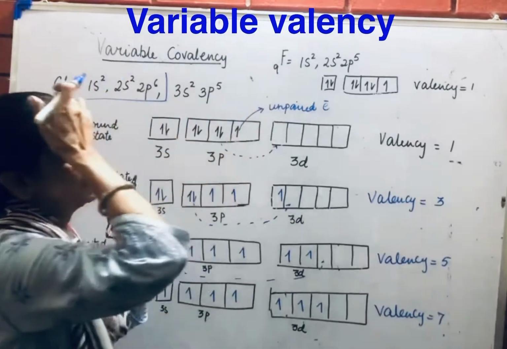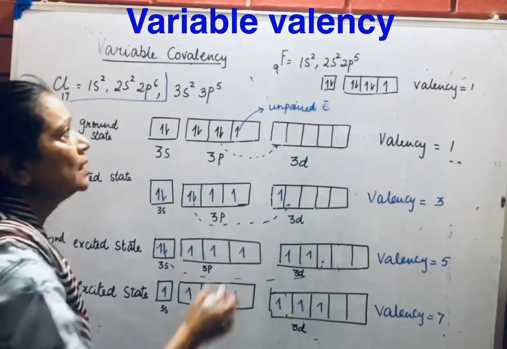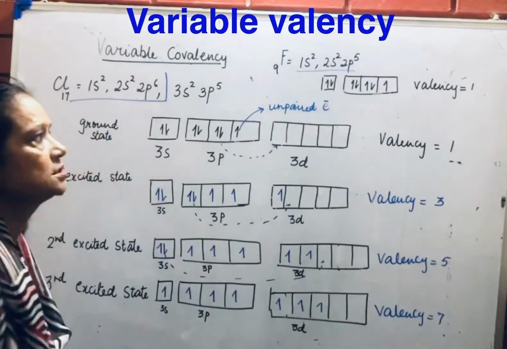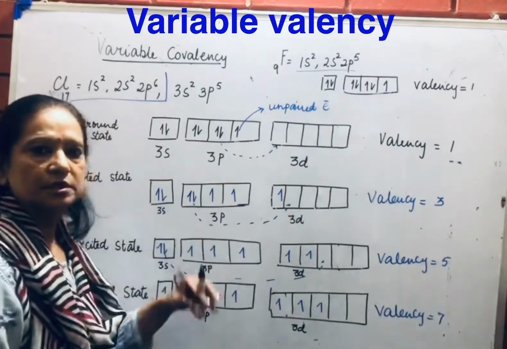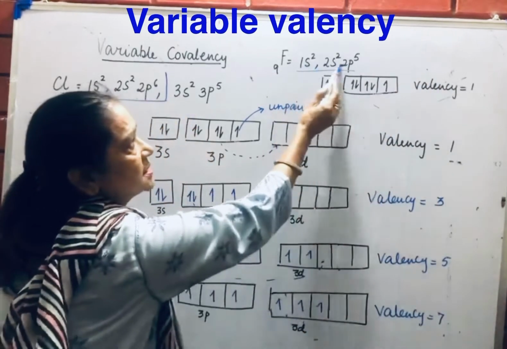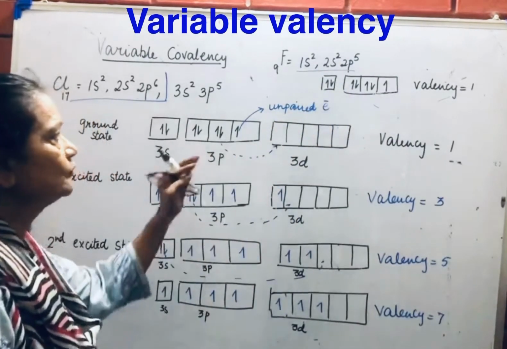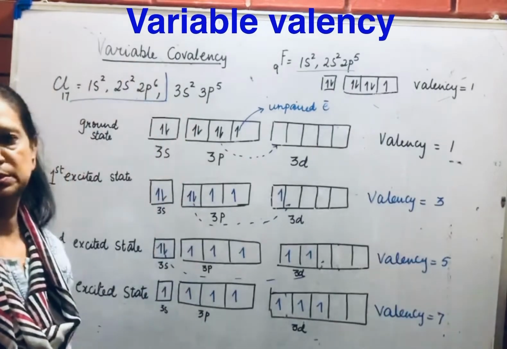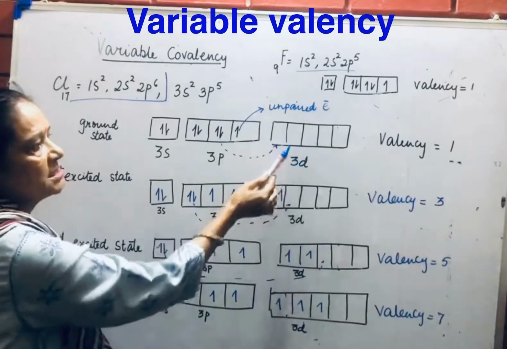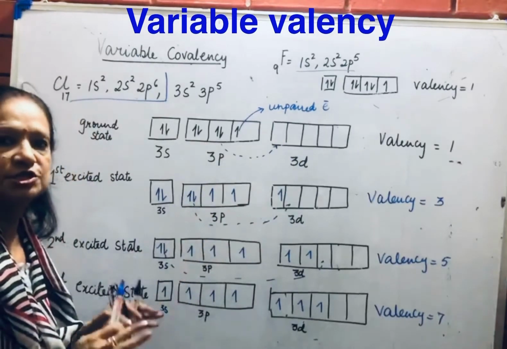Now look at fluorine. If the question asked is, why does fluorine not show variable valency? That's because fluorine's atomic number is 9 and this is its electronic configuration. There is one unpaired electron here, so valency is 1. I cannot shift it anywhere because in the second shell there is no d orbital. There are only s and p orbitals. So you will say chlorine is showing variable valency because it contains an empty d orbital where I can shift electrons and change the balance.